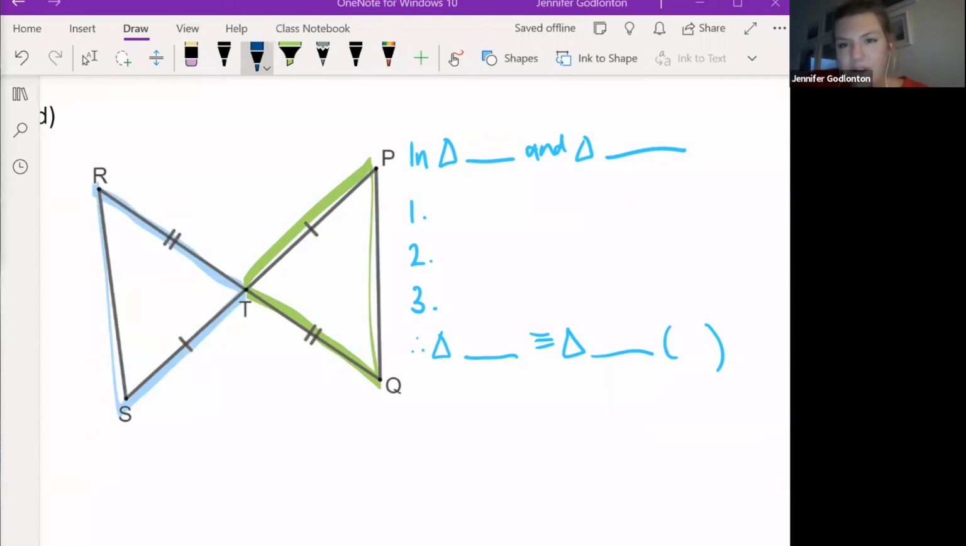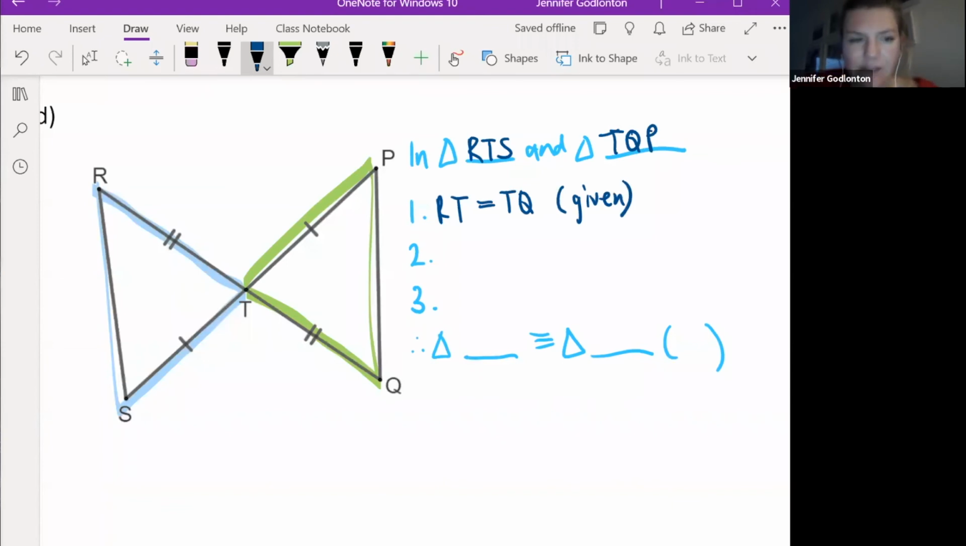Chilo, talk us through from the beginning to the end. First you're going to have triangle RTS and triangle TPQ. The order doesn't matter for the first line, so I'm totally happy with that. Our first reason is RT is equal to TQ. Careful with your words here. Are we going to say congruent? No, equal to TQ. Thank you. And what's my reason for that? Given. Good. Next one.